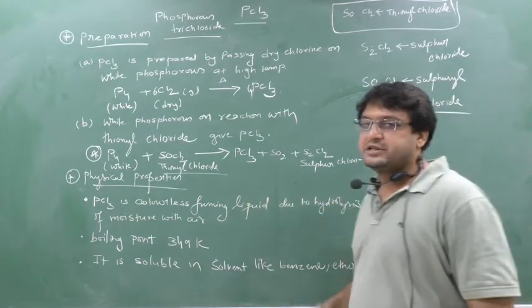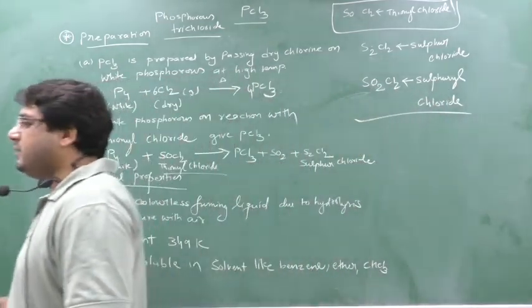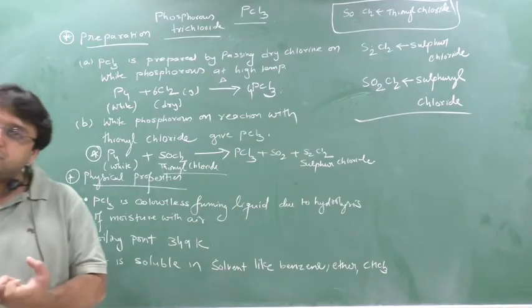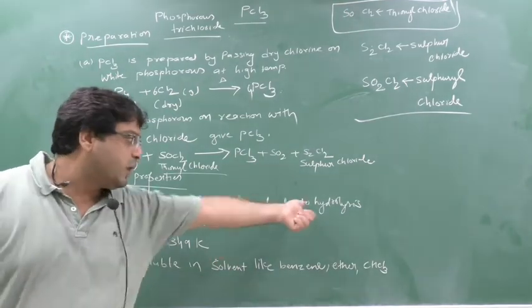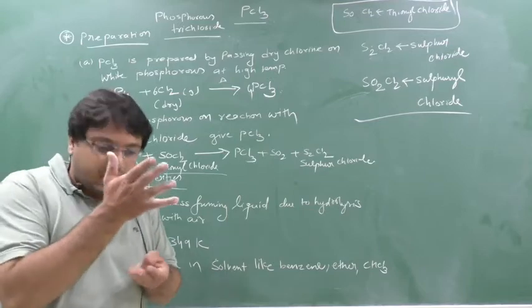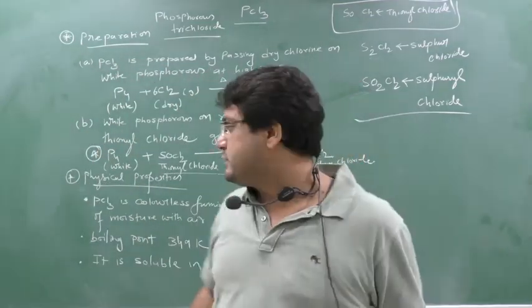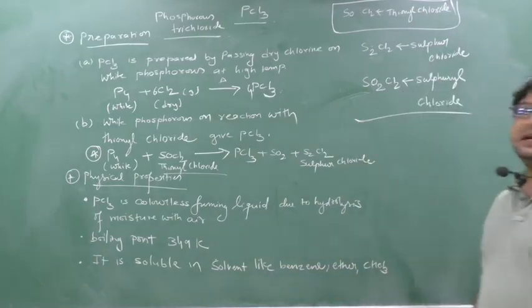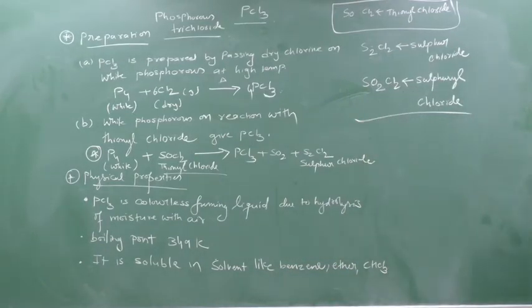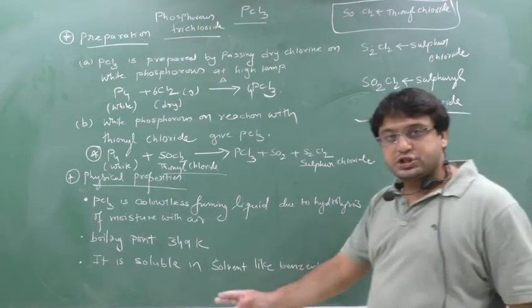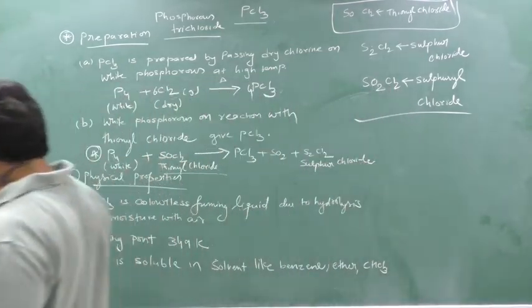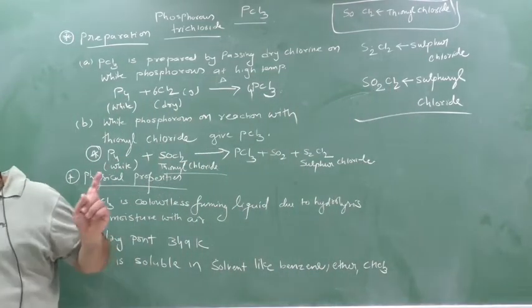So PCl3 is a colorless fuming liquid. Why? Because it will start to react with moisture. Moisture means water, and whenever you are reacting any compound with water, we are saying what? Hydrolysis. That's what is written here: PCl3 is a colorless fuming liquid because it hydrolyzes with the moisture present in the air. So write this down, that PCl3 is a colorless fuming liquid.